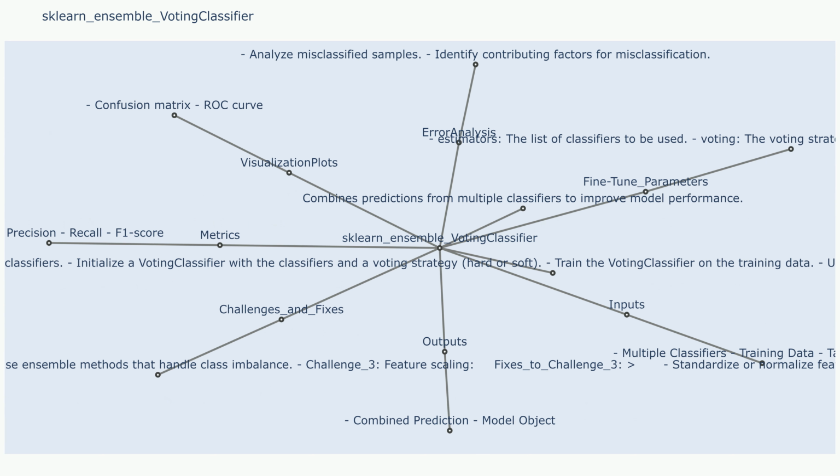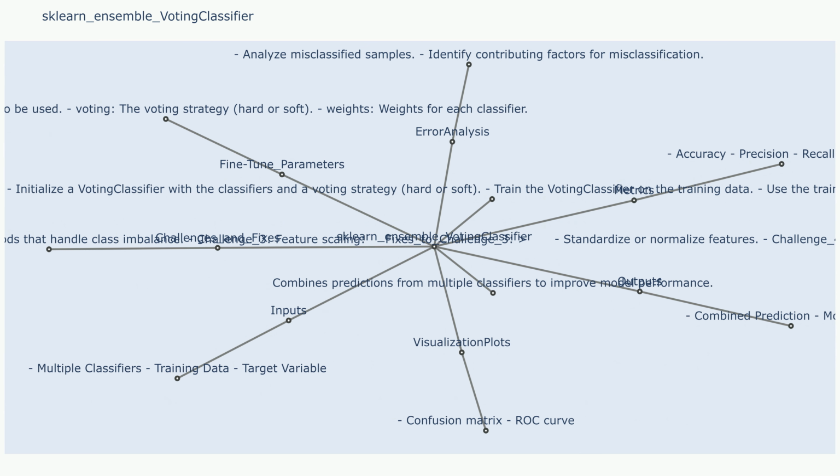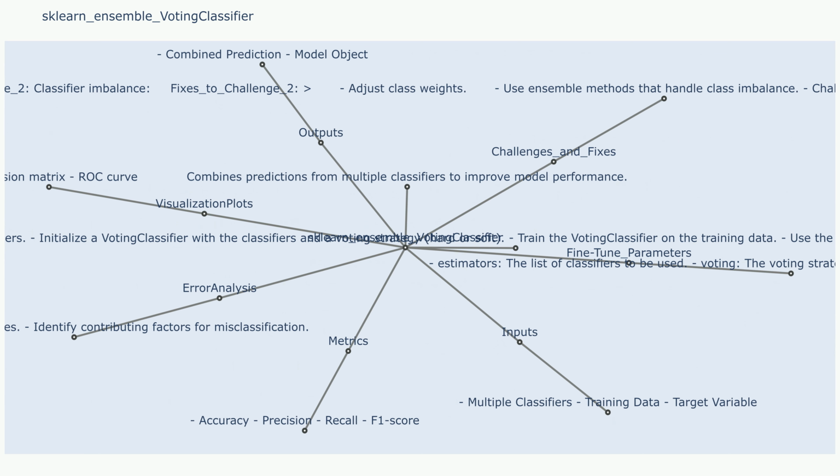Challenges and fixes. Challenge 1: overfitting. If the individual estimators are highly complex, the ensemble may overfit the training data. Sample use case that resulted in challenge 1: using a high-degree polynomial regression model as an estimator in an ensemble for a complex dataset. Fixes to challenge 1: regularization: adding regularization terms to the individual estimators to prevent overfitting. Early stopping: stopping the training process early to prevent overfitting.